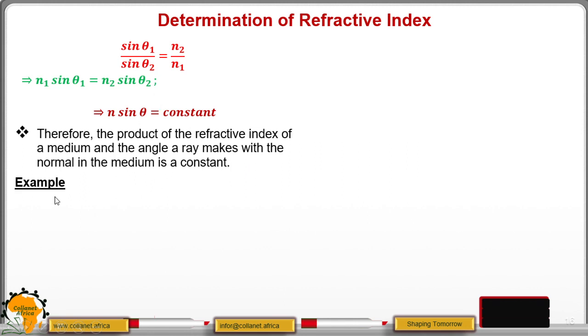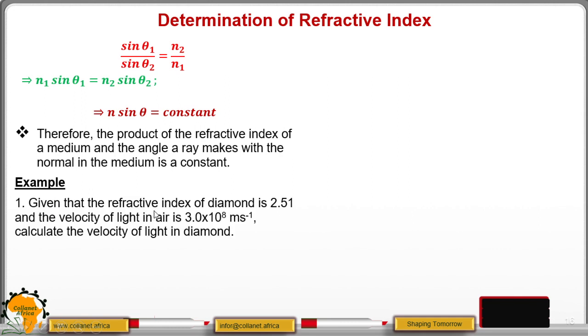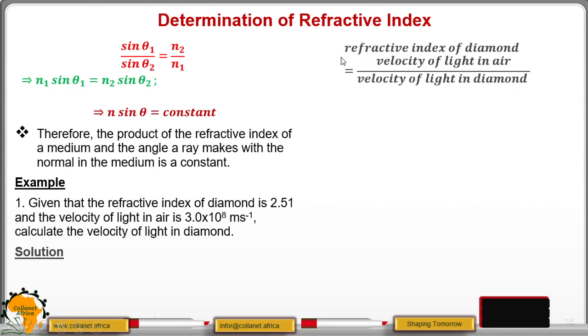We look at an example. Given that the refractive index of diamond is 2.51 and the velocity of light in air is 3.0 times 10 to the power 8 meters per second, calculate the velocity of light in diamond. We proceed as follows. We start by writing the formula. That is, refractive index of diamond is equal to velocity of light in air over velocity of light in diamond.